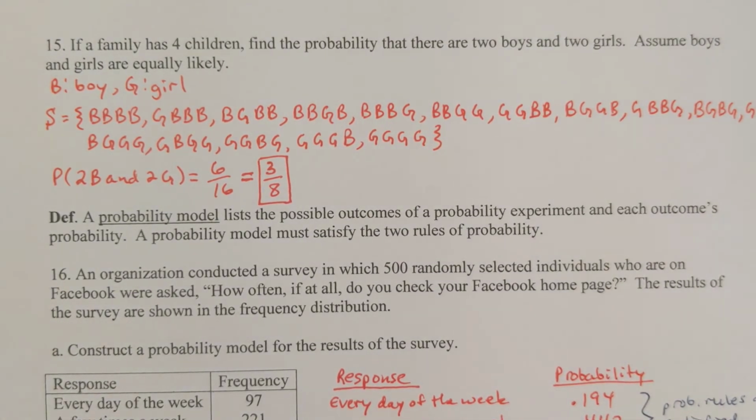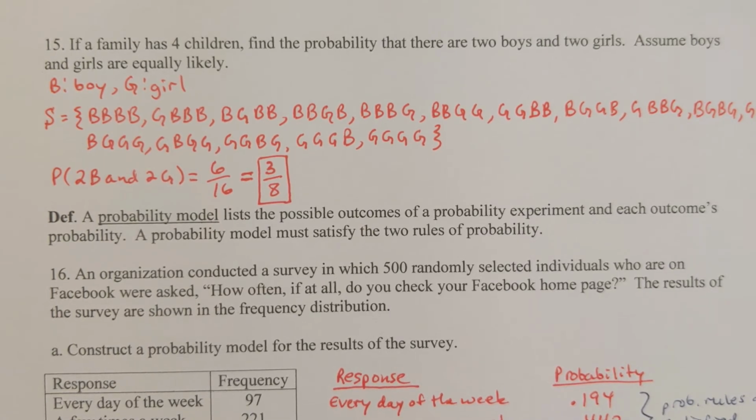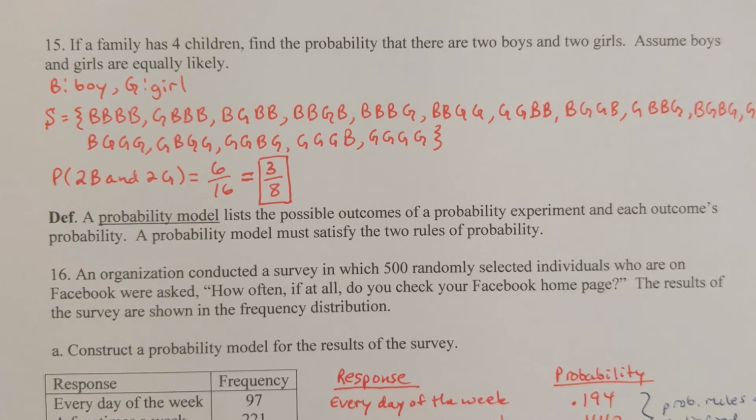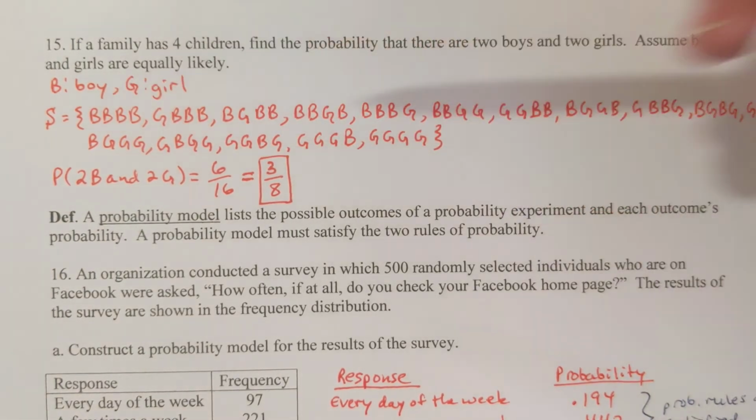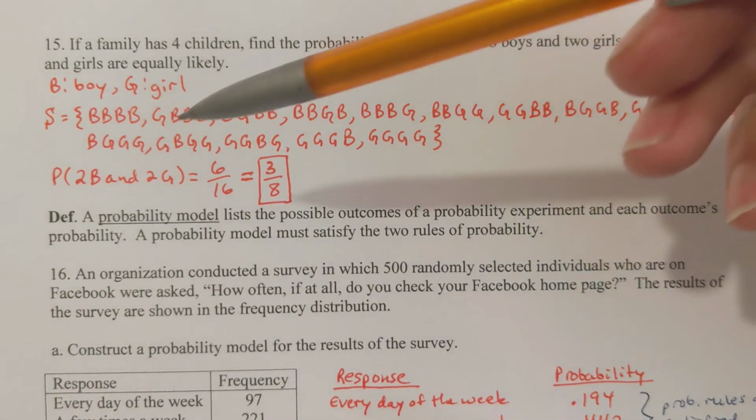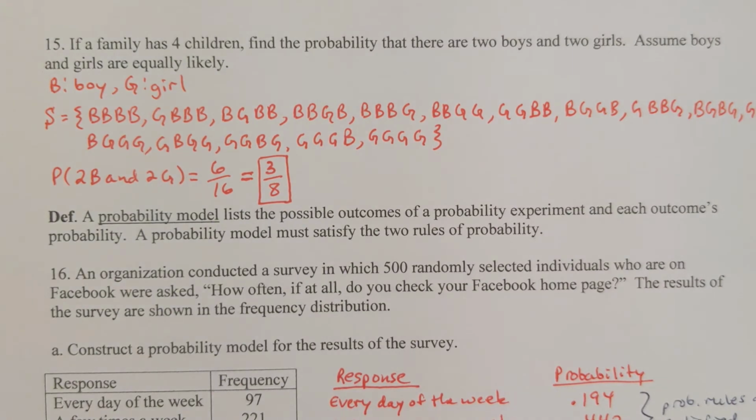Okay. Problem 15 says if a family has 4 children, find the probability that there are 2 boys and 2 girls. Assume that boys and girls are equally likely. So you're not on any medication or whatever that's going to give you an advantage over getting a boy versus a girl or vice versa. Okay. So each gender has an equal shot at being identified. I'm going to let B be boy and G be girl. That way I don't have to write out boy and girl each time.